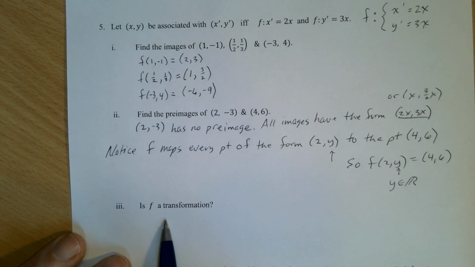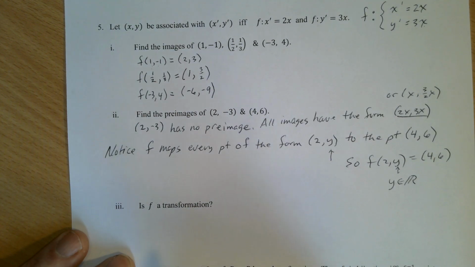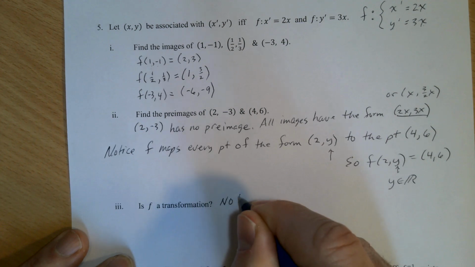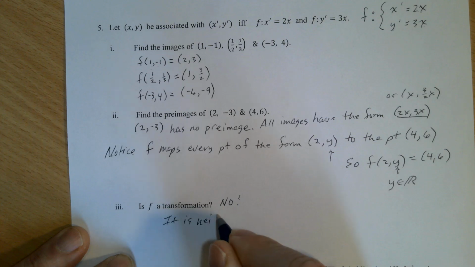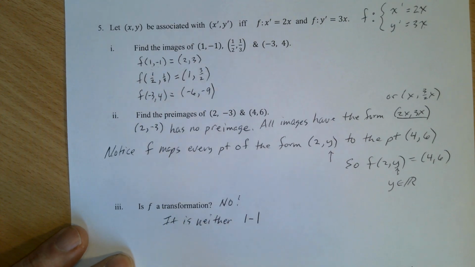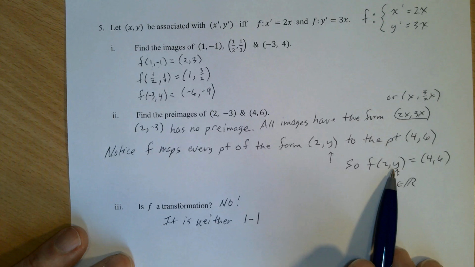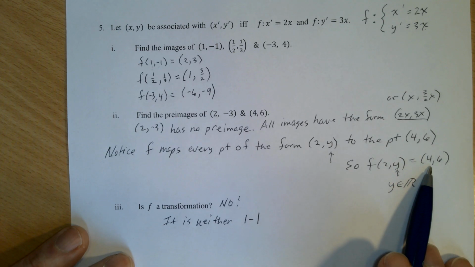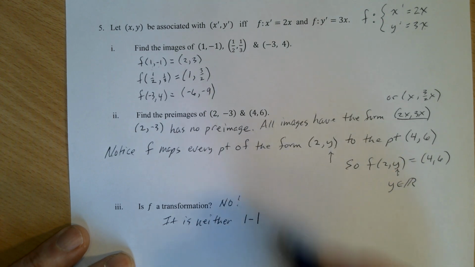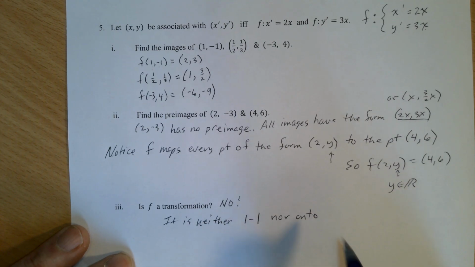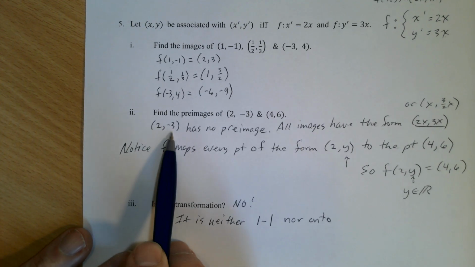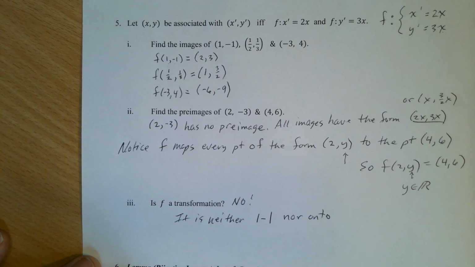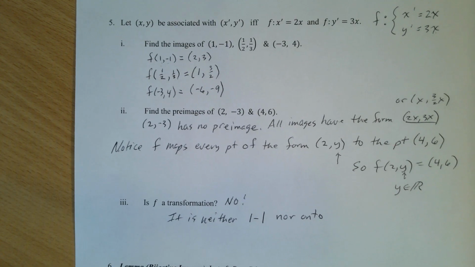Okay, the question is, is f defined up here a transformation? Hopefully you said no right away. It is neither 1-to-1, because we have infinitely many ordered pairs getting mapped to this one, so it can't be 1-to-1. And it's also not onto, because here's an ordered pair, (2, -3), that doesn't get mapped to. So the function is not onto. So it's not a transformation. Good example.